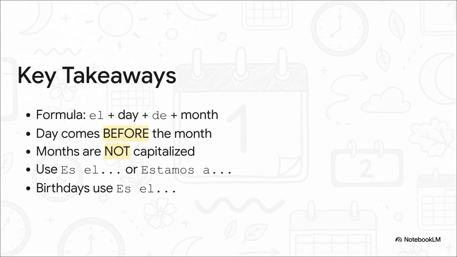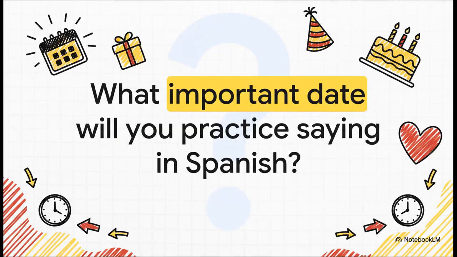So let's quickly recap the main points. Remember the formula? El plus day, de plus month. Always put the day before the month. Don't capitalize the months, and you can start your sentences with es el or estamos a. If you can master these few things, you've totally mastered how to say the date. And that's all there is to it. So I'll leave you with this question to think about. What's the first important date, your birthday, an anniversary, a favorite holiday, that you're going to practice saying with your new skills? Go give it a try.